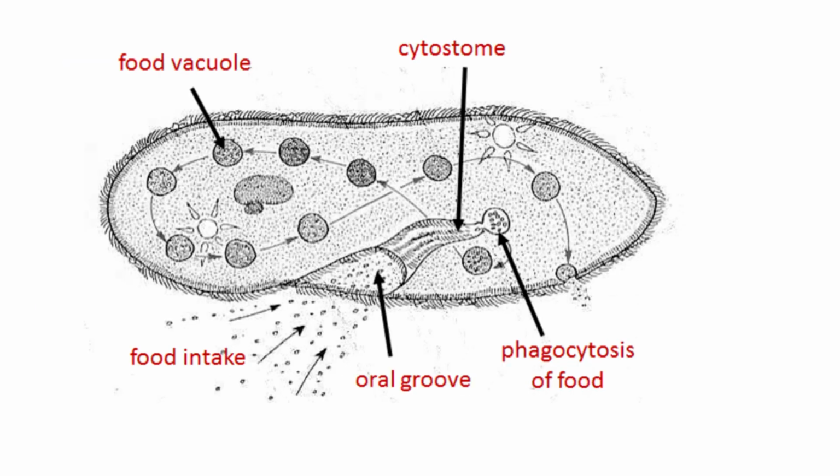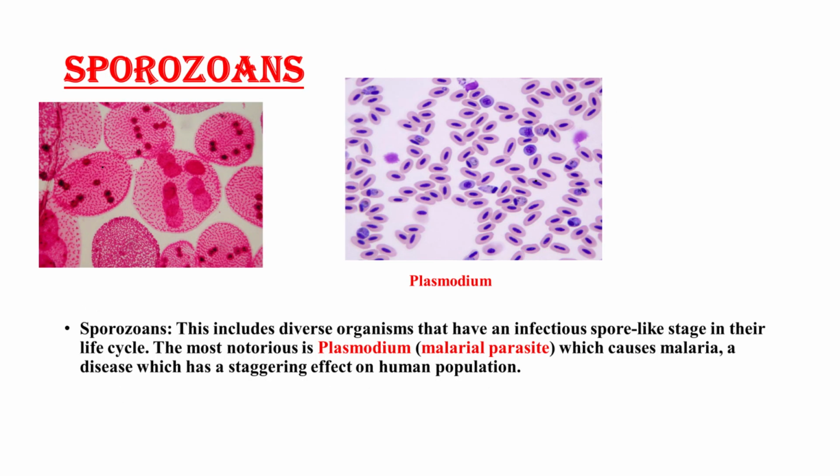Example: Paramecium. Sporozoans. This includes diverse organisms that have an infectious spore-like stage in their life cycle. The most notorious is Plasmodium, the malarial parasite, which causes malaria, a disease which has a staggering effect on the human population. So this is the information about classification of microorganisms.